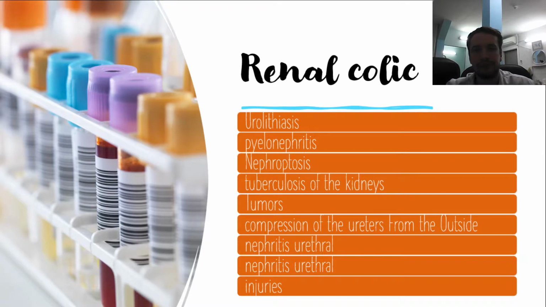Renal colic. The reason, the etiology of renal colic, is urolithiasis, pyelonephritis, nephrosis, tuberculosis of the kidneys, tumors, compression of the ureters from the outside, nephritis, ureteritis, and injuries.